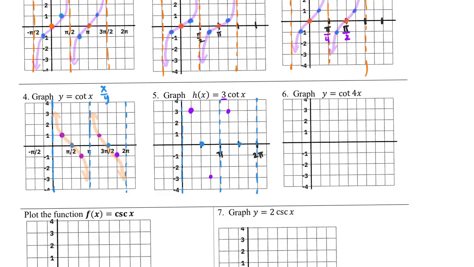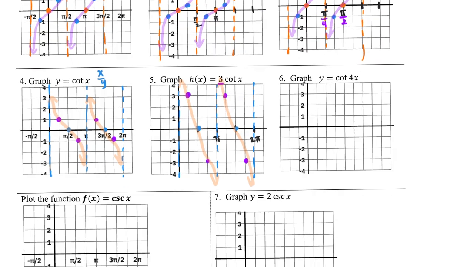Up 3, down 3. Then I do want to try to make it look curved and approaching the asymptotes. It's really hard when there's a stretch though. See, mine looks like a line, but it's because of my scale. So do your best. It's hard to draw vertical stretches.